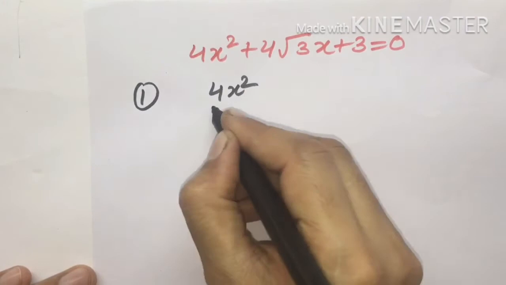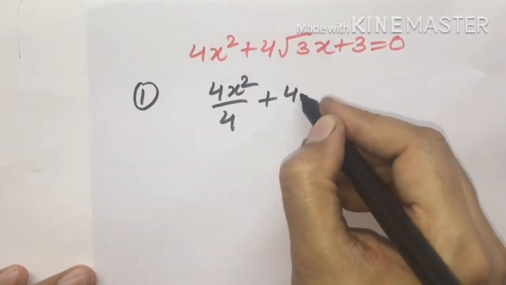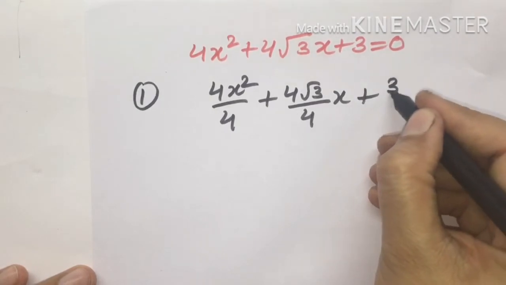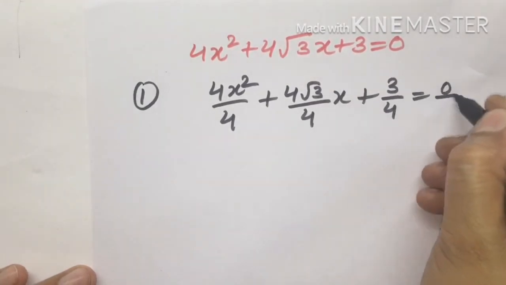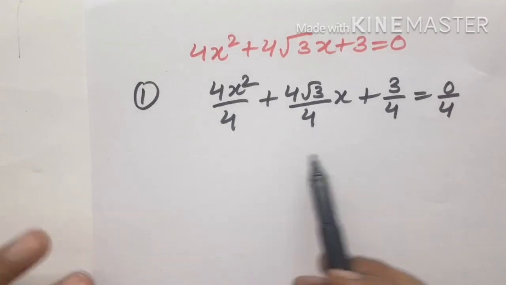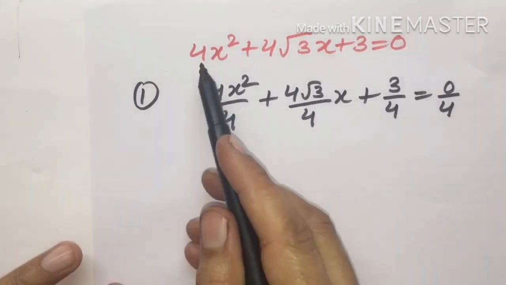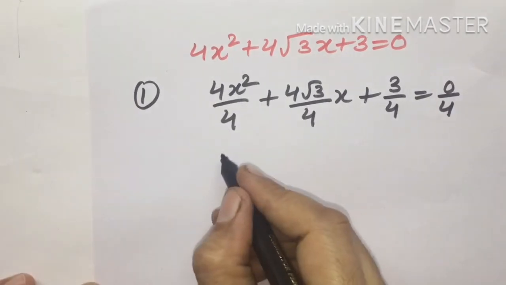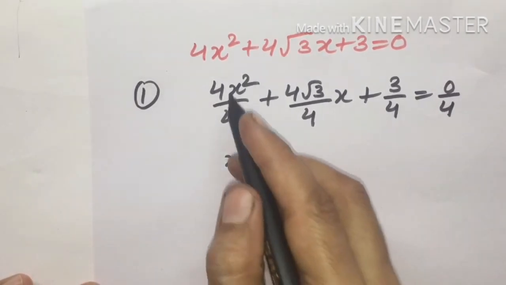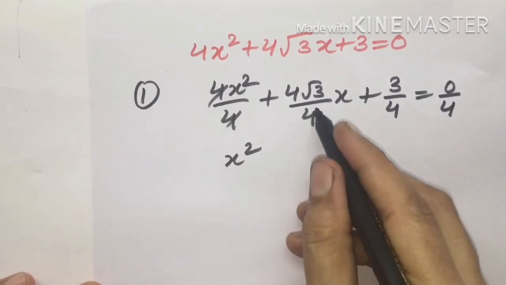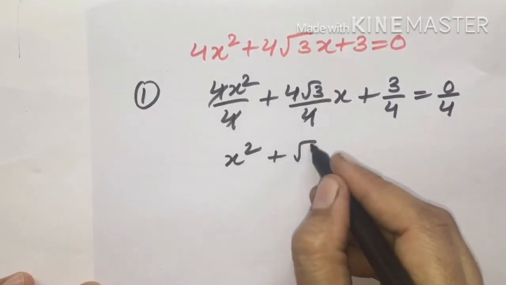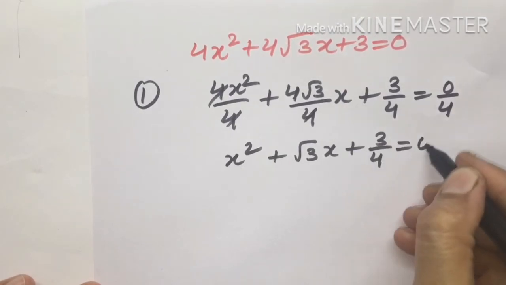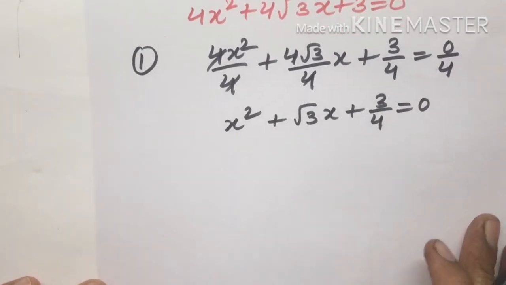So 4x square upon 4, root 3 upon 4 x and 3 upon 4 and 0 upon 4. So the full equation we have divided by this number 4 because 4 is there with x square. So now the equation will become x square. We can cancel 4 to 4. This also cancels, plus root 3x plus 3 upon 4 and 0 upon 4 is 0.